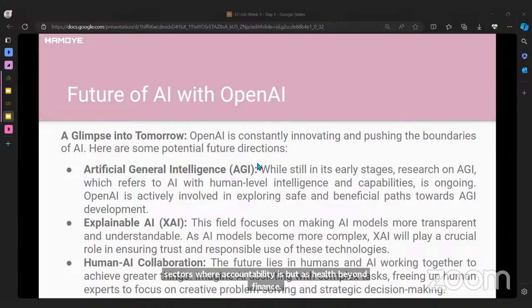Then we have human-AI collaboration. The future we envision is not just about AI taking over tasks, but enhancing human capabilities. Imagine AI systems that work alongside humans, assisting with complex problem solving and enabling more efficient decision making. This collaboration will allow humans to focus on creative and strategic aspects, leveraging AI for data-driven insights and operational efficiency. So this is also one of the things we are expecting in the near future. Okay, I'll go on to the next slide.